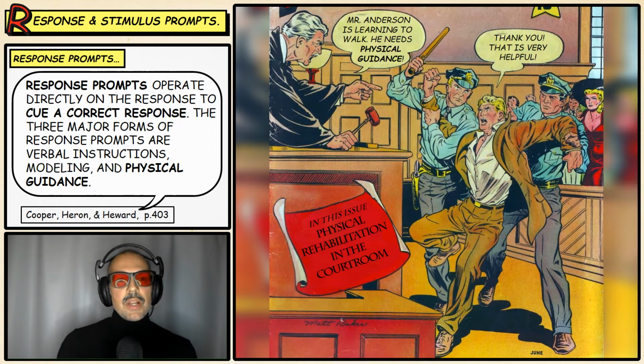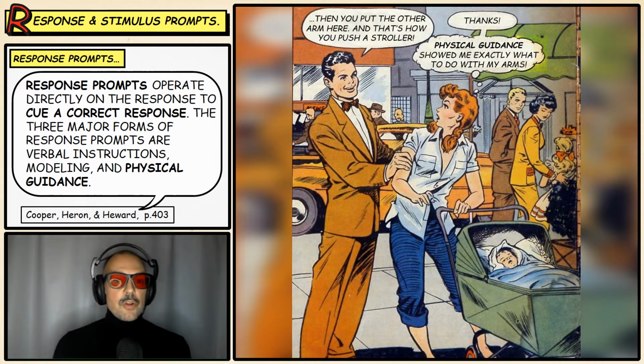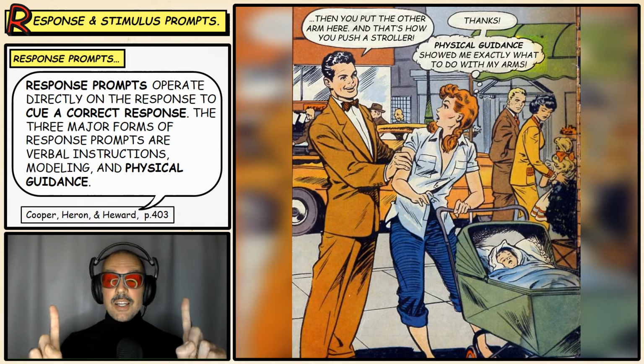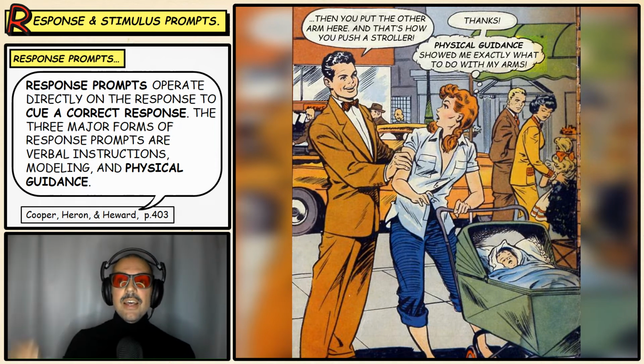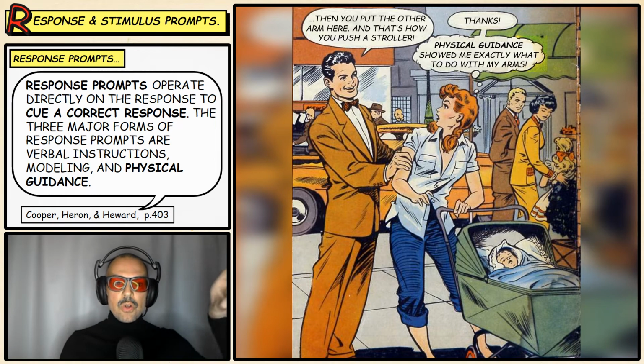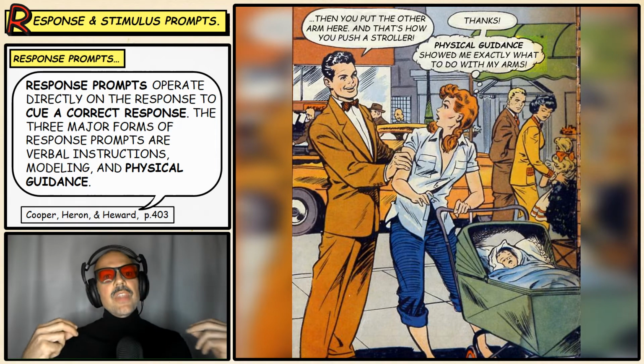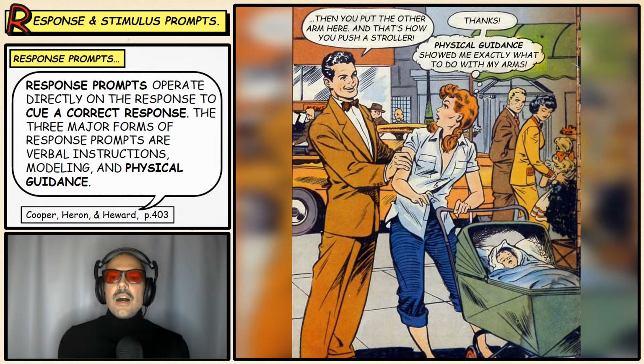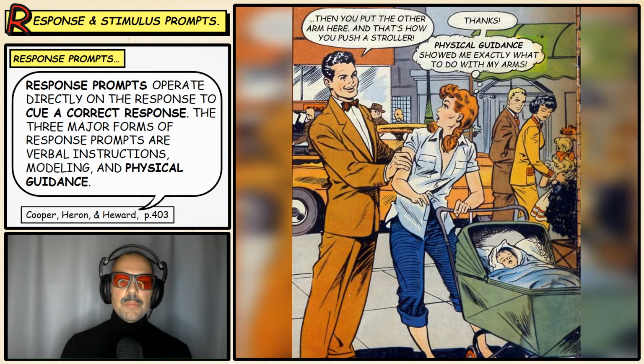You can also do this by placing somebody's body in the correct position. So if you're pushing a baby stroller and you don't want it to tip over, you might not tell a person, put your one hand here. Instead, actually take their hand and say you put one hand on this part of the stroller, you put the other hand on this part of the stroller, and that is physical guidance, a response prompt that again acts directly on the response, but allows a person who might not have the requisite skills required like they did in modeling, might not have those skills, but can produce the correct behavior if their physical guidance is there to help them.